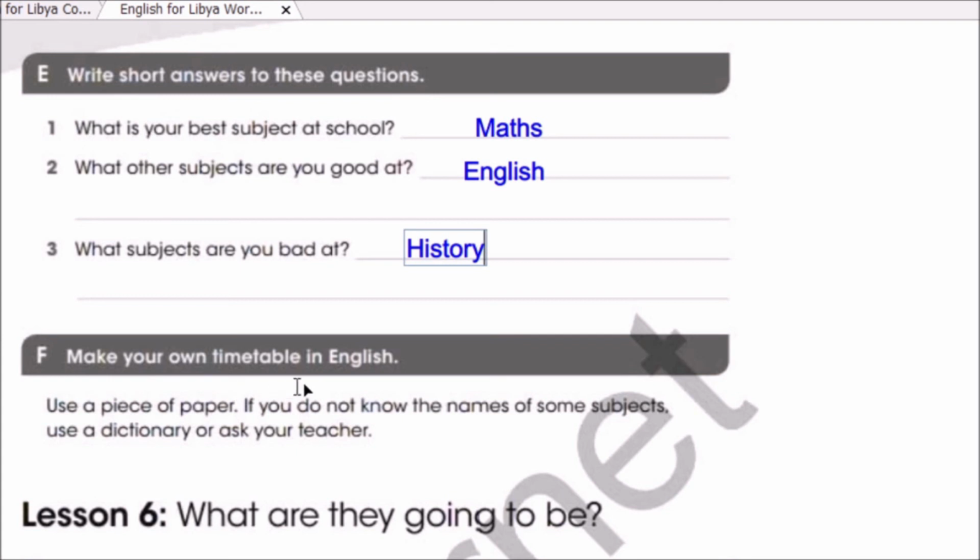Make your own timetable in English. Use a piece of paper. If you do not know the names of some subjects, use a dictionary or ask your teacher. You can do this at school and then show it to your teacher. That's the last question of our session here.